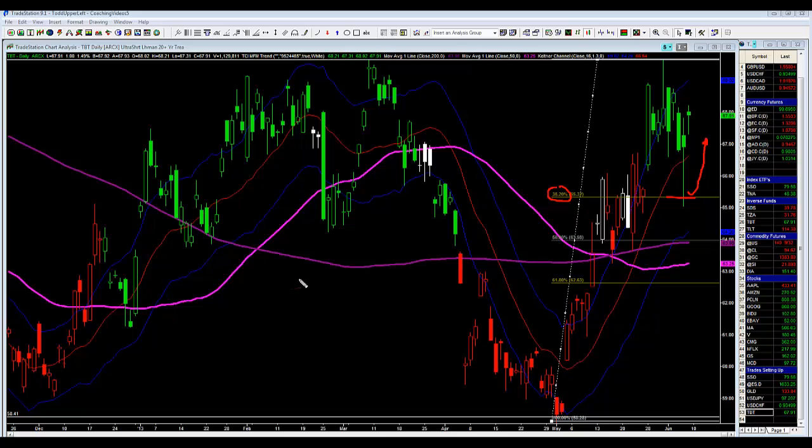Went long here at 65.32, right smack dab at the 38.2% retracement between the mid and the lower band. When you measure this swing from this low to this high, it's a beautiful fib, 38.2, which happens to be smack dab in between the mid and the lower band. So this is a nice trade to the long side right now.